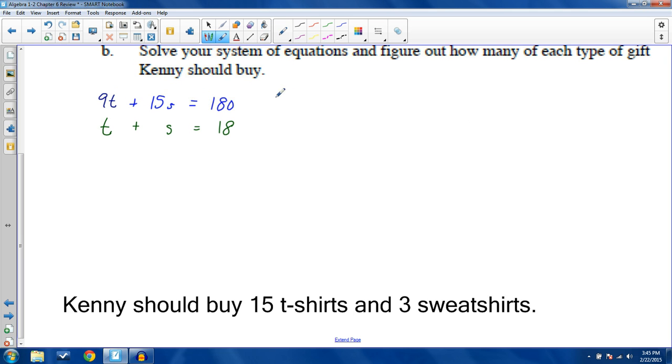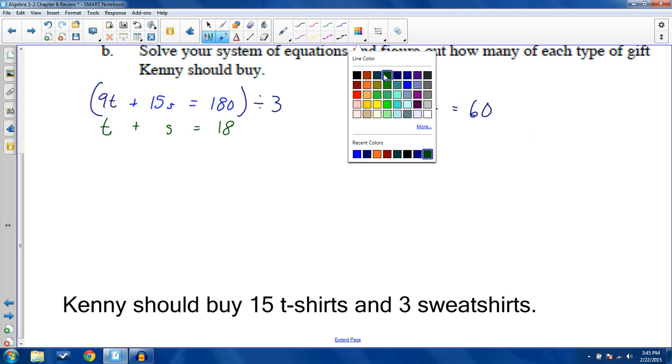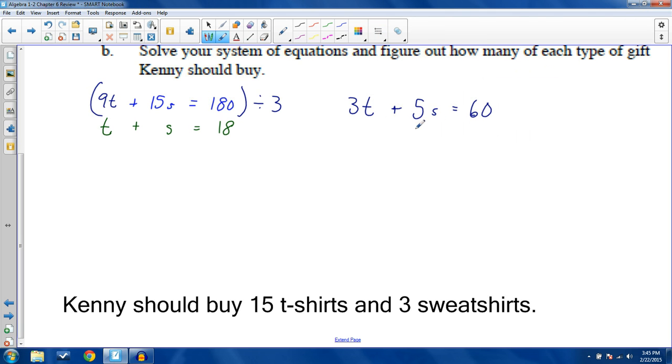All of these are divisible by 3. Maybe you don't recognize that, and that's okay. Divide both sides by 3. But if you want to use smaller numbers, I know that these do work out. So what I'm going to do is divide by 3. I get 3t plus 5s equals 60. It's a little bit smaller, and smaller is always better for these math problems. It really does help you out. And t plus s equals 18.